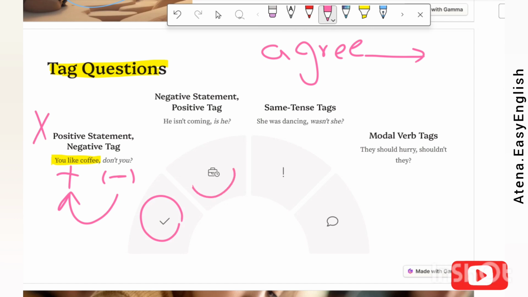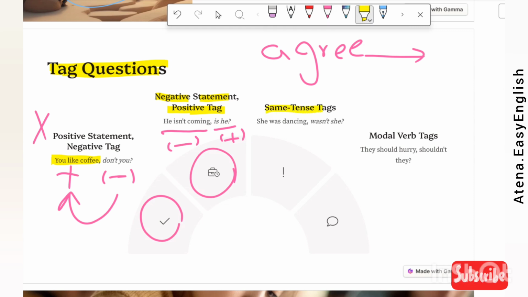And here is the opposite. Look at here, negative statement, positive tag. When your sentence is negative, he isn't coming, it's negative, yes? He isn't coming, is he? So here, the tag question is positive because the first sentence was negative, okay?